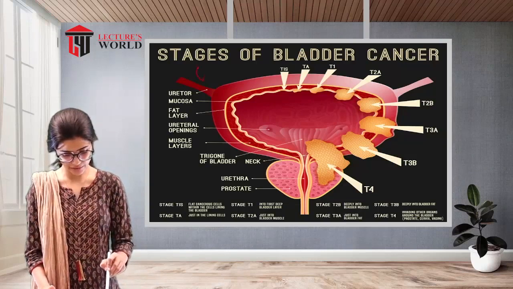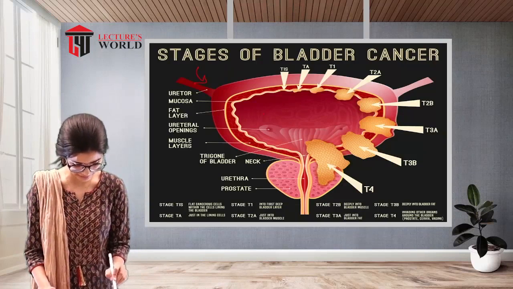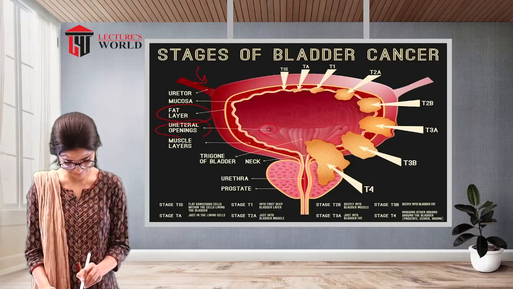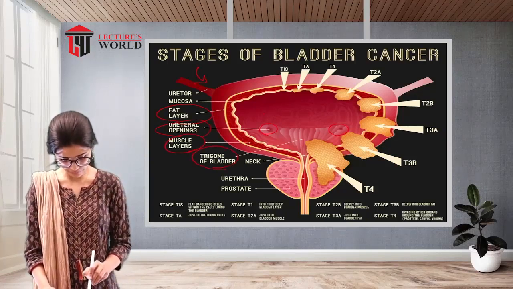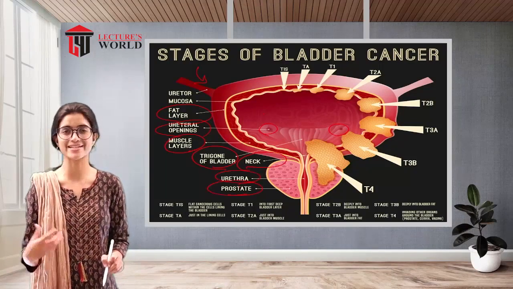The ureters empty the urine within the bladder. The bladder is surrounded by a fat layer. These are the ureteral openings, as you can see in the picture. The muscle layer surrounding the bladder, the trigone of the bladder, the neck region, the urethra and the prostate, which is present in the males.